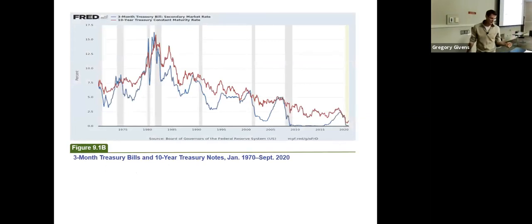The next graph I want to show you is not a picture of the yield curve, but is indeed a time series plot of the interest rate on two different Treasury instruments. The blue line is the 3-month Treasury bill. So that's the annual interest rate on 3-month Treasuries between 1970 and 2020. And the red line is the interest rate on the 10-year Treasury note. All right. The vertical distance between those two lines is the yield spread, right? It's the 10-year Treasury interest rate minus the 3-month Treasury interest rate, okay?